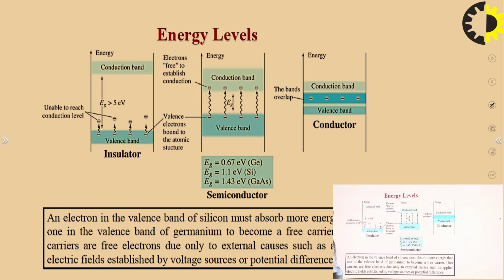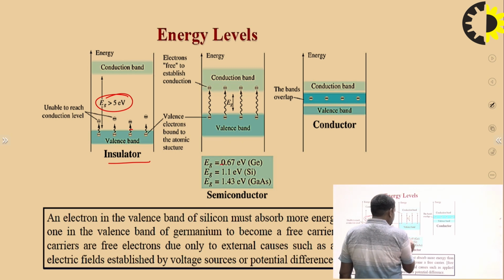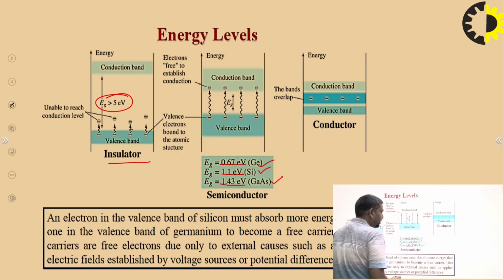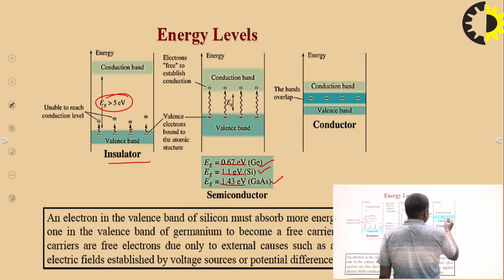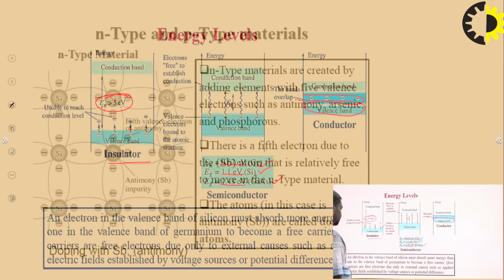In the insulator, we see that the valence band and the conduction band have a band gap greater than 5 electron volts. But in the semiconductor, it is 0.67 electron volt for germanium, 1.1 electron volts for silicon, and 1.43 electron volts for gallium arsenide. In the conductor, the valence band and the conduction band merge into each other. So we can differentiate conductors, semiconductors, and insulators by using the energy band diagram.